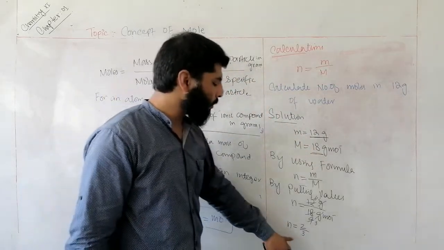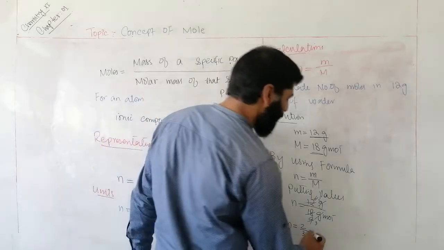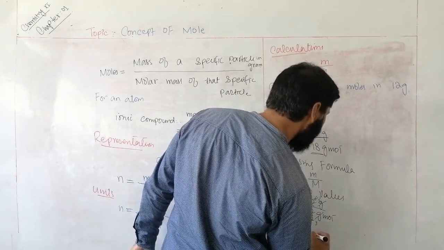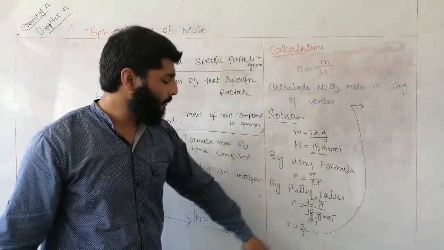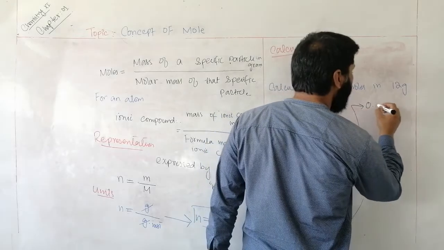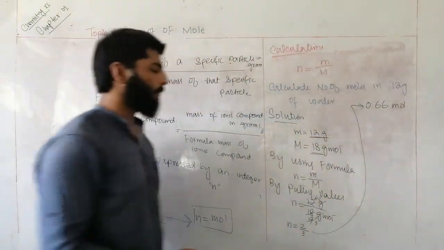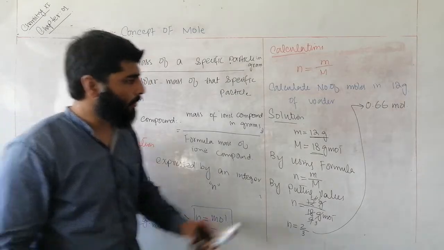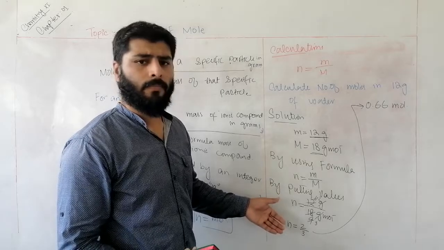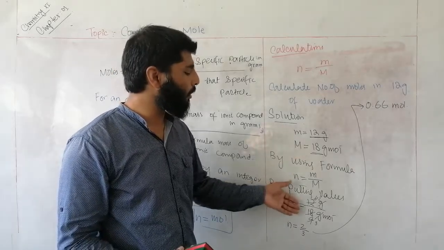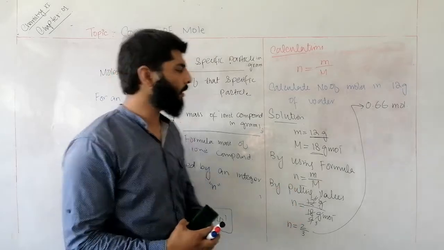So the number of moles is 2 by 3, or you can summarize it further as 2 by 3 means 0.66 moles. So the number of moles is 0.66. You can perform the calculations like this. You can also use the calculator in order to find these values in short.